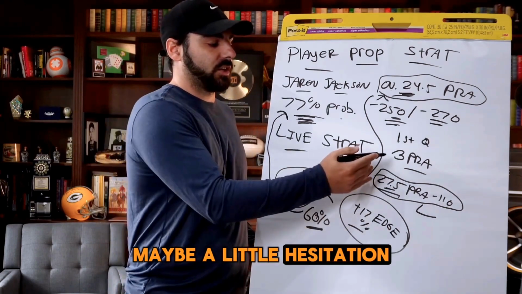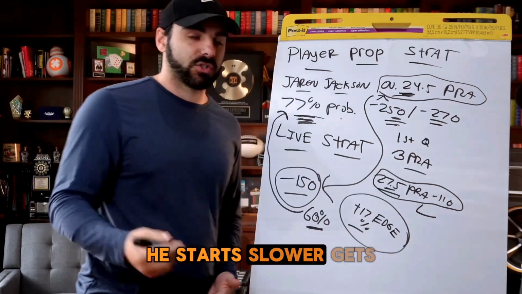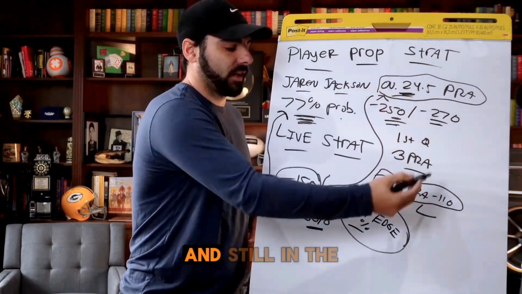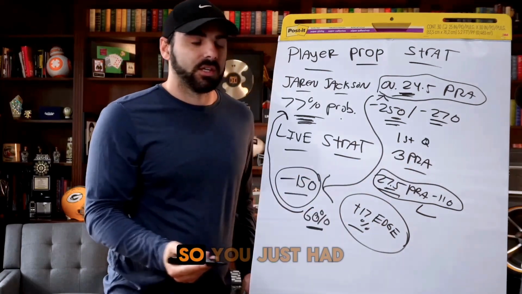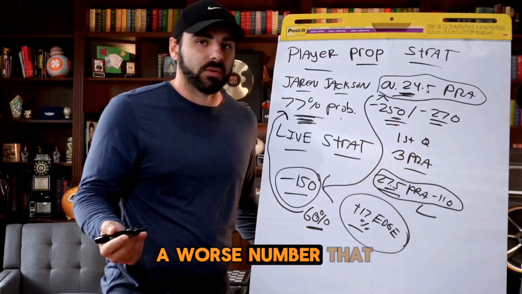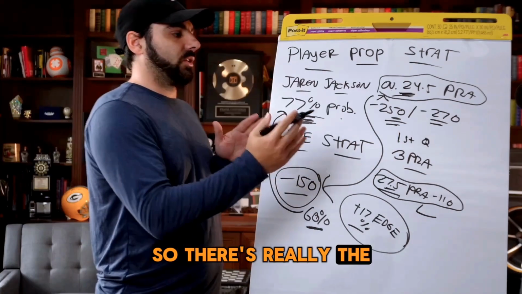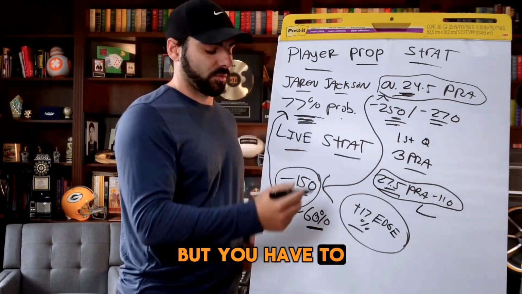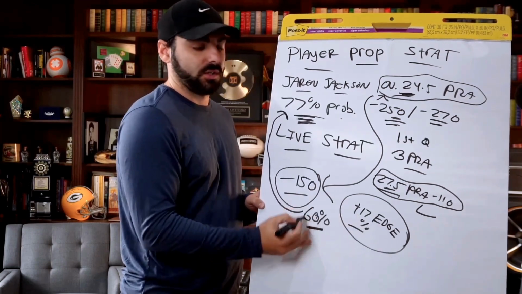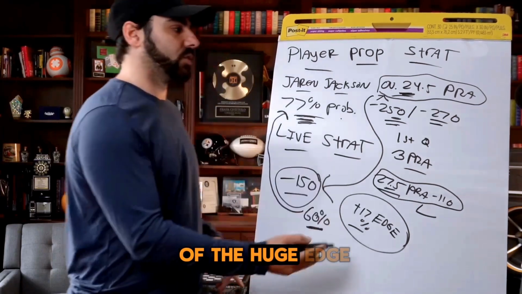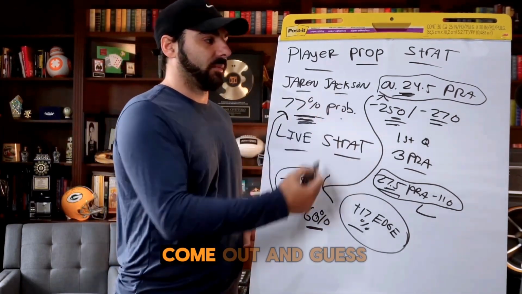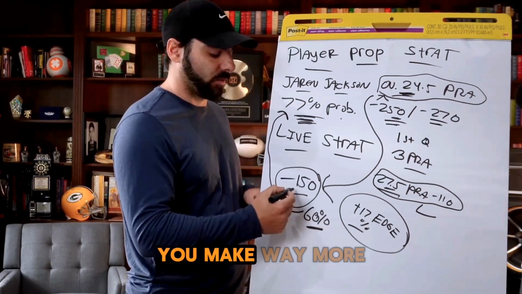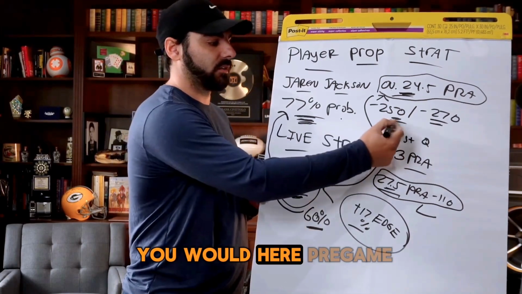Yeah, maybe a little hesitation in the first quarter, because if something happens, he starts slow or gets into foul trouble. But you would have took this bet pregame, and still in the first quarter, he still would have did the same thing. So you would have just had a worse number that you bet at. So the only difference is the mentality behind it and being able to pull the trigger on something like that. But you have to understand, when you have a huge edge, you got to take advantage of that. Because then it can come out, and guess what? You end up getting paid on that, and you get paid on a huge edge there. Like I said, you make way more money obviously here than you would here pregame.